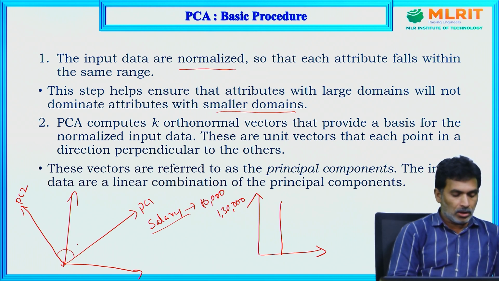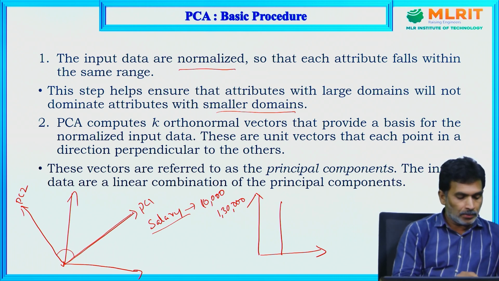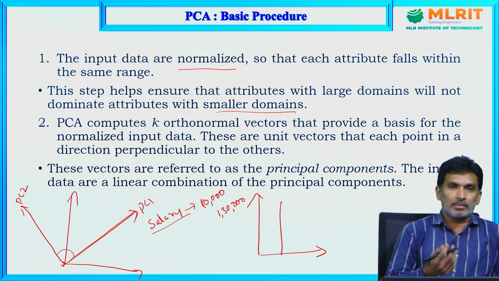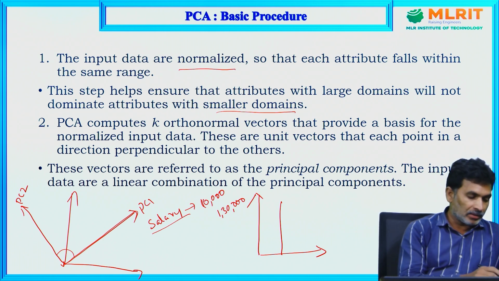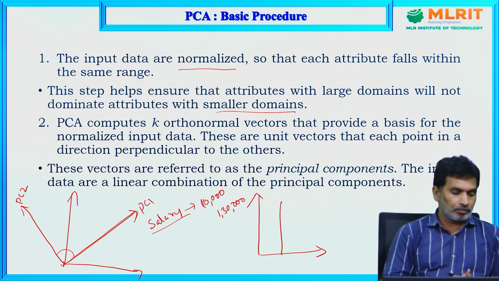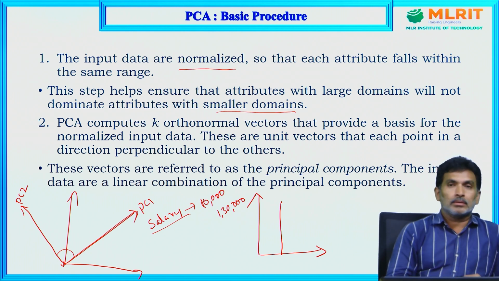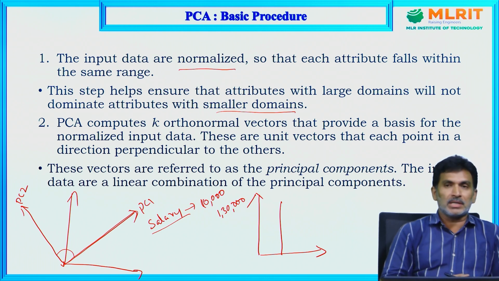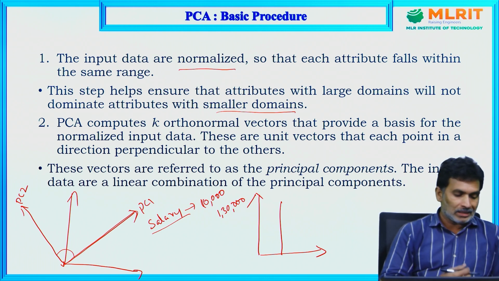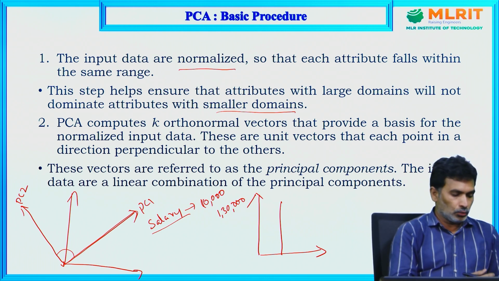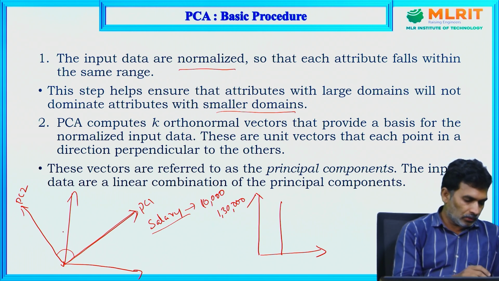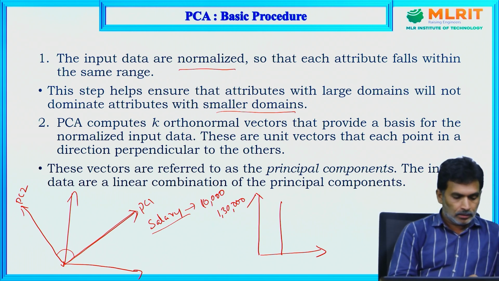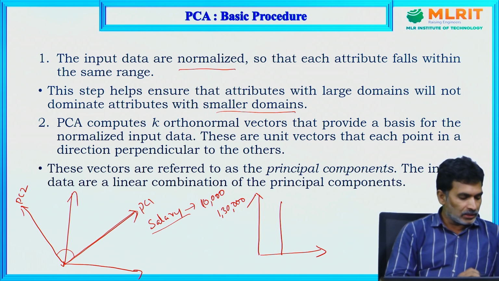Because the principal component 1 will give as much information as possible, whereas the principal component 2 will give the next information, that is, whatever is left by the principal component 1 will be explained by the principal component 2. So that's why these principal components should be orthogonal, that means perpendicular to each other.